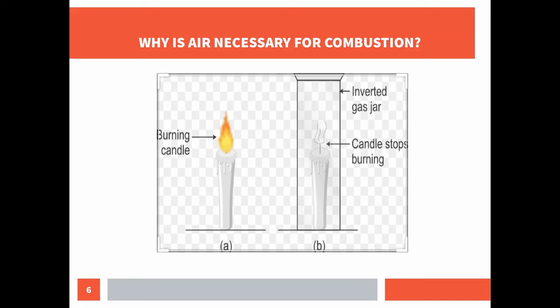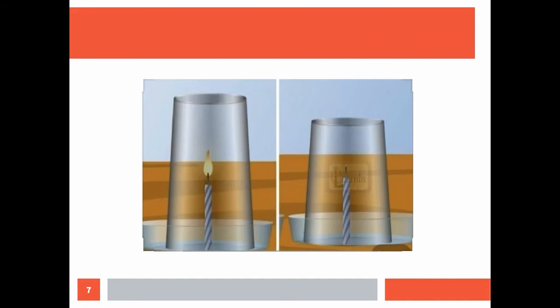When there is no air, there is no oxygen. When there is no oxygen, no combustion can happen, and therefore it just went off, right? So that's the first set of experiments, which tells us that air or oxygen is necessary for combustion. Now we'll do a little more experiment on the same thing.